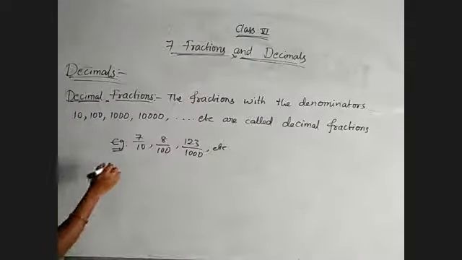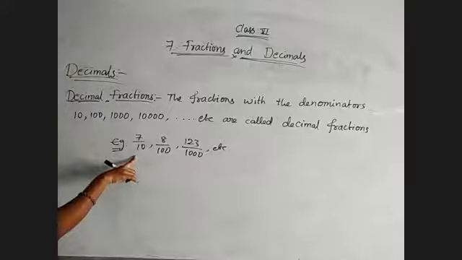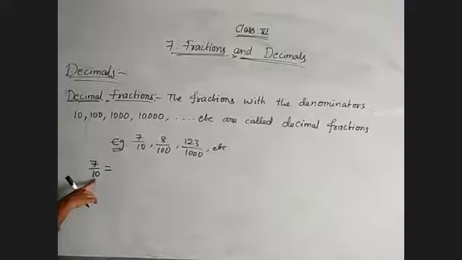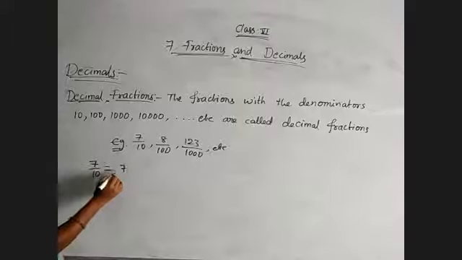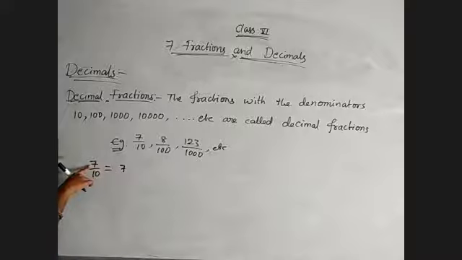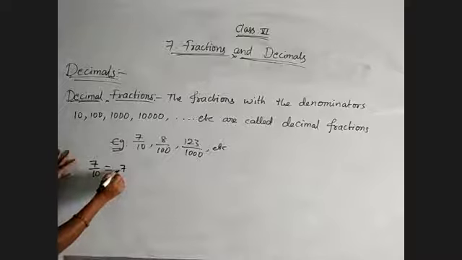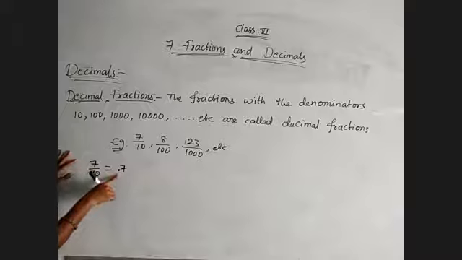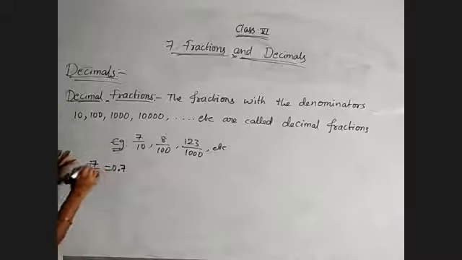Next, every decimal fraction we can convert into a decimal number. How are we going to convert that? So 7 by 10 is there. It has only one 0, which means before one digit we need to keep the point. In the numerator 7 is there, write that number first. Because there is one 0, that many digits from the end we need to keep the point. So before one digit we will keep the point. That is nothing but 0.7.